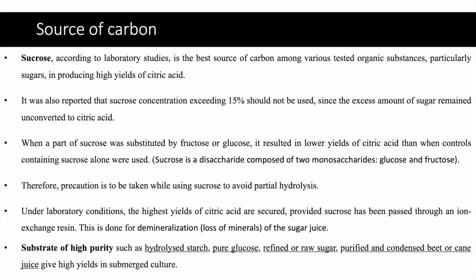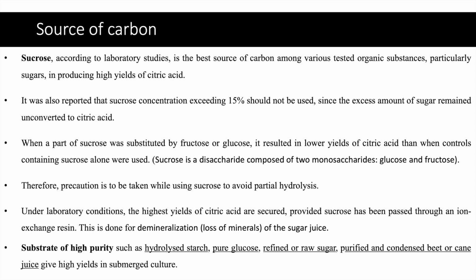Next slide shows the different sources of carbon that can be used in the production of citric acid. Sucrose, according to laboratory studies, is the best source of carbon among various tested organic substances, particularly sugars, in producing high yields of citric acid. It was also reported that sucrose concentration exceeding 15% should not be used, since the excess amount of sugar remained unconverted to citric acid. When a part of sucrose was substituted by fructose or glucose, it resulted in lower yields of citric acid than when controls containing sucrose alone were used.